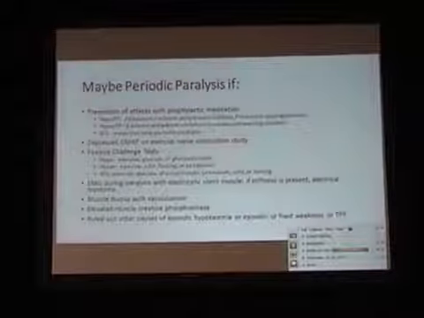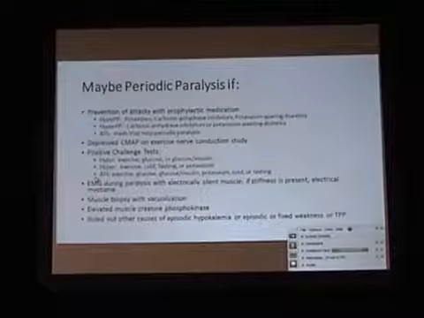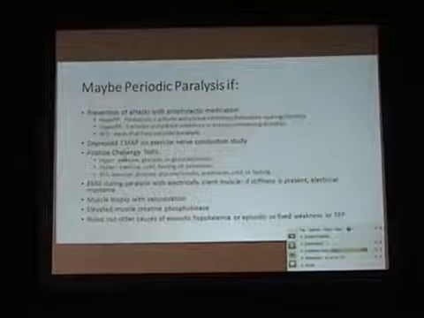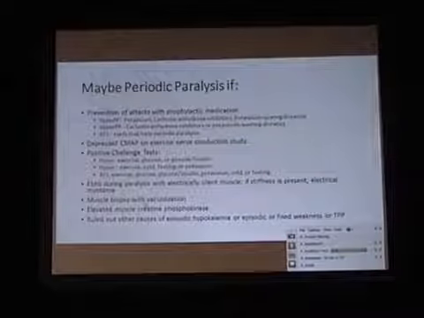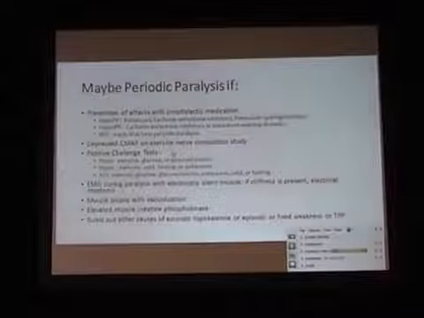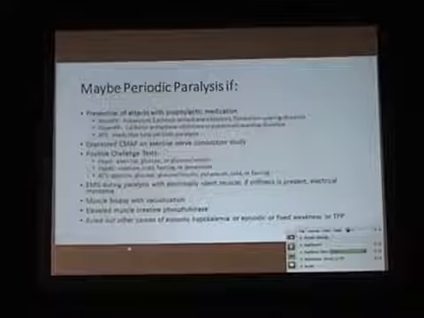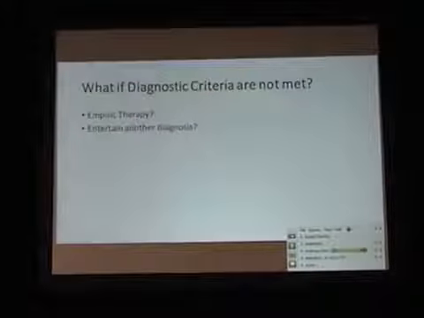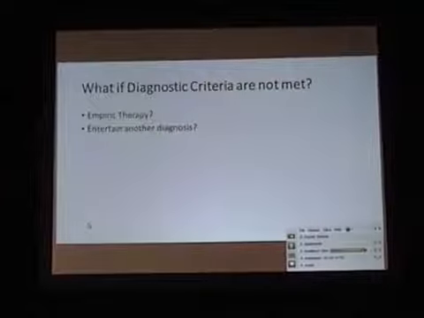Maybe it's periodic paralysis. So here's where all these tests may help. If some of those tests that I described, the McManis test, the challenge test, EMG, biopsy, etc., are positive, maybe you have it, but maybe you don't meet the standard diagnosis. And so what do you do if the criteria are not met? Well, entertain another diagnosis is the natural thing.